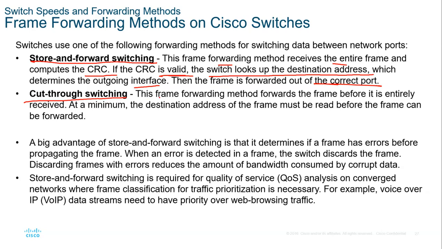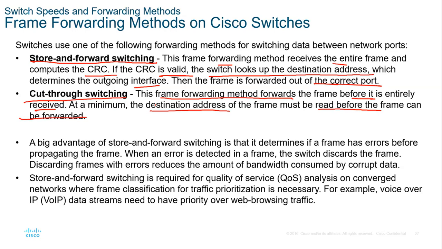Cut-through switching is a frame forwarding method that forwards a frame before it is entirely received. At a minimum, the destination address of the frame must be read before the frame can be forwarded. So once the destination MAC address is known, it won't wait for the complete frame to be received and then saved.